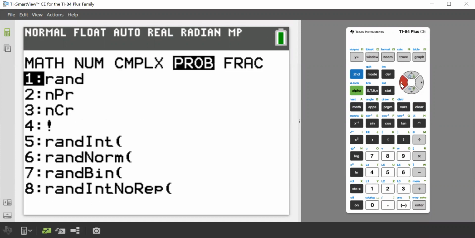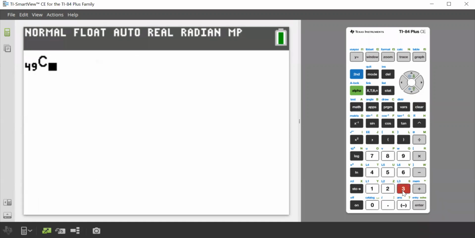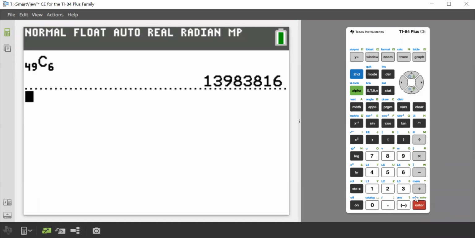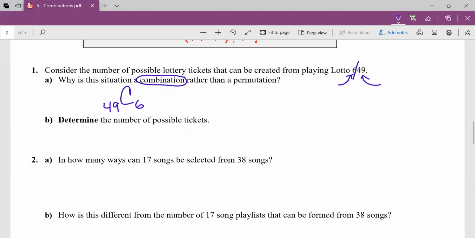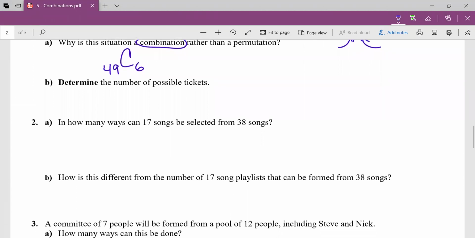Okay, so if I want to get this in my calculator, I'm going to go 49, math, over to probability. And right there, nCr, which is 6. There it is. Look at that. There's almost 14 million ways that you could play the lottery, which are different tickets that could be made from playing the lottery. Okay, there it is, friends. That's how easy combinations are. Notice there's not a way to write this in fundamental counting principle method on a question like that.